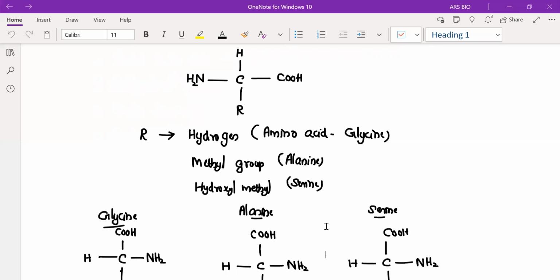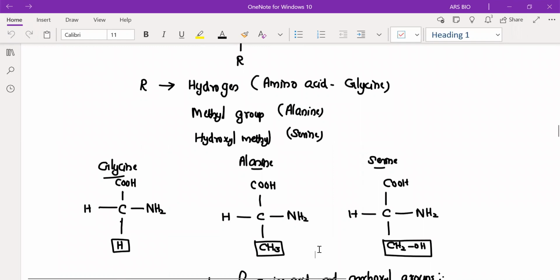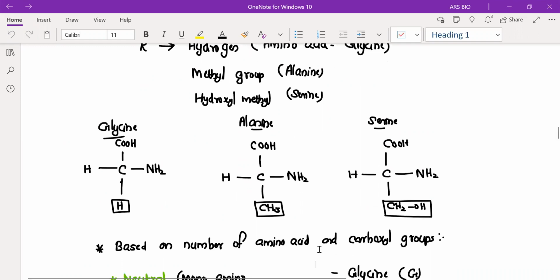Based on the R group, amino acids can be classified into 3 types. First, if the R group is replaced by a hydrogen atom, the compound is called glycine. If it is a methyl group, the CH3 group, then the compound is called alanine. And if a hydroxyl methyl group is there, the compound is called serine. In the general formula of the amino acid, it is mentioned by the letter R, the alkyl group. Check the glycine at the downside: hydrogen is in the R group, so that is glycine. If it is replaced by CH3, that is alanine. And for serine, it is CH2OH.